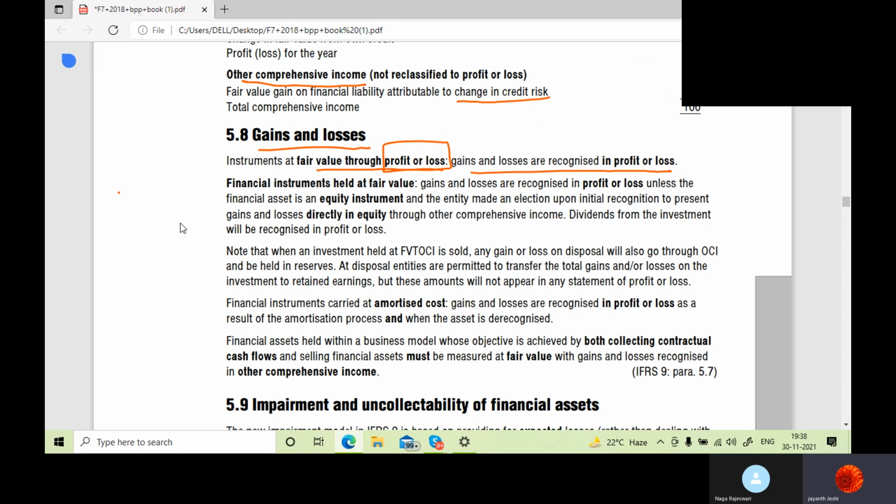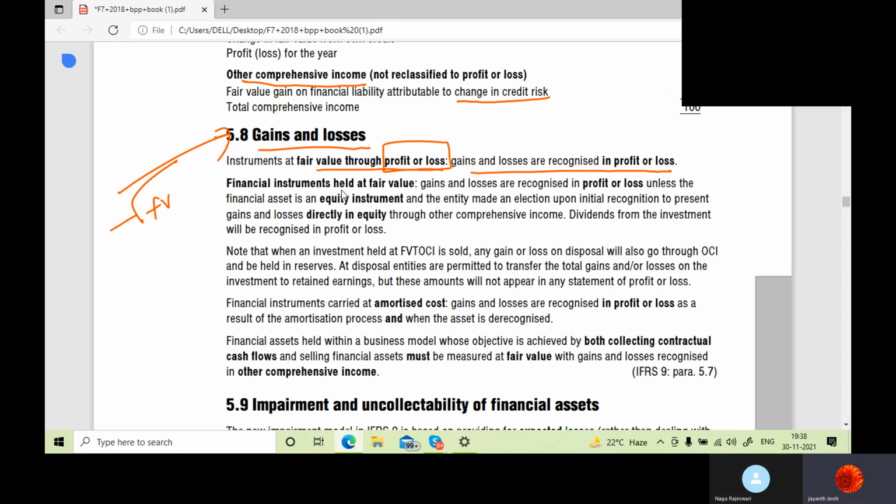We discussed the business model test. What kind of security is it? If it is held till maturity, amortized cost. If it is held for some time and then afterwards you want to sell, then fair value through profit or loss and OCI. If it is a trading security held for trading purposes, then it is fair value through P&L. Correct or wrong? We discussed yesterday.